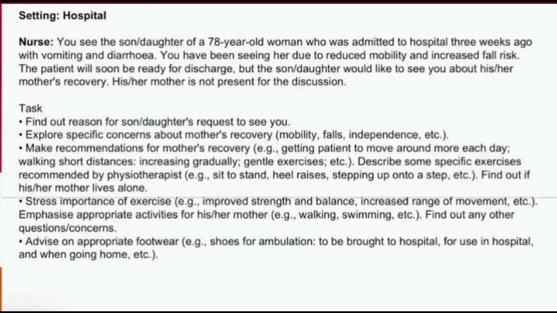So here we have to tell the importance of exercises. We can start the sentence like this: Miss Elizabeth, exercise is very important in your mother's case as it will improve her strength and balance, and along with this, exercises will help increase the range of movement of your mother. So like this we can construct the sentence.